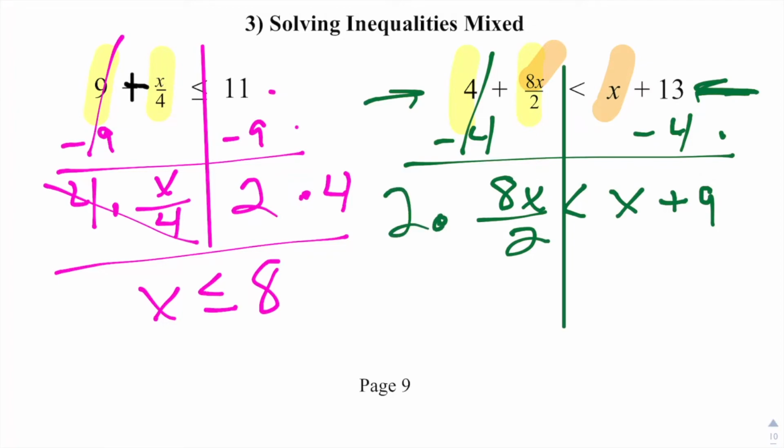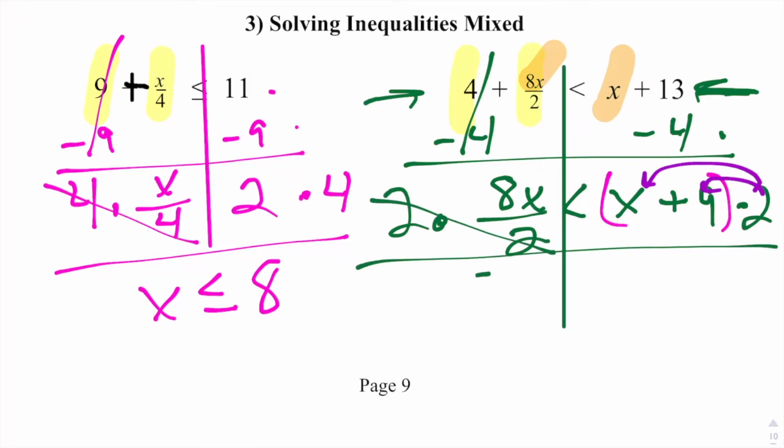Now what I want to do is I want to now multiply this side by 2. That way I can get the fraction out of here. But if I multiply this side by 2, I got to multiply this entire side by 2. And then that brings me back to my good friend, the distributive property, where I have to multiply each term on that side by the number that I'm multiplying the other side by. That's going to give me, these 2's cancel, and it's going to give me 8x on that side is less than, then I have 2 times x, which gives me 2x, and then 2 times 9, which gives me plus 18.